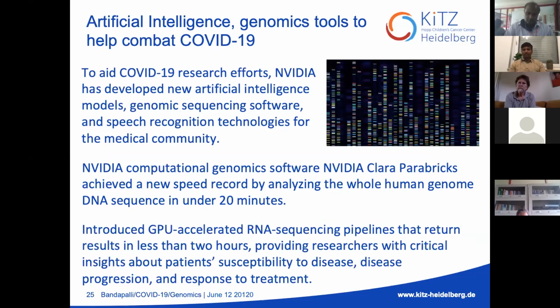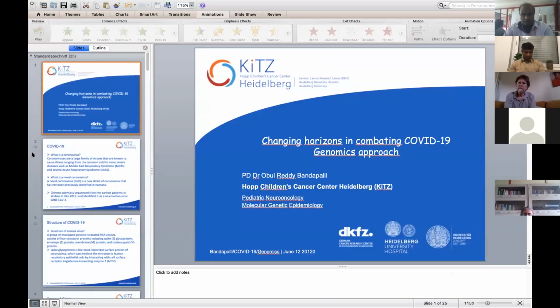And they have also introduced a GPU-accelerated RNA sequencing pipeline that returns results in less than 2 hours, providing researchers with critical insights about patient susceptibility to disease, disease progression and response to treatment. This will be really important in finding therapy strategies.